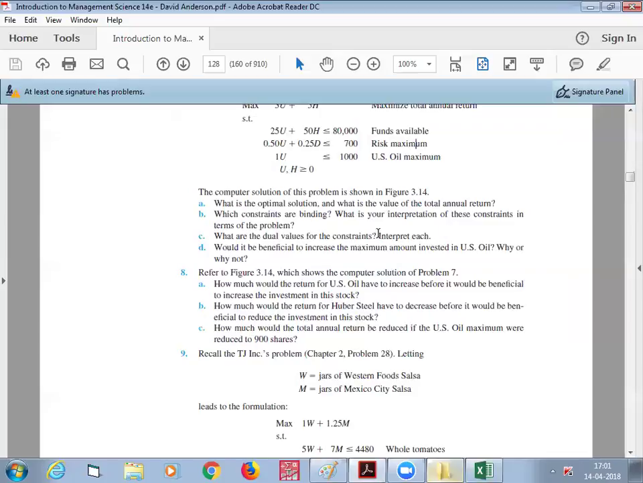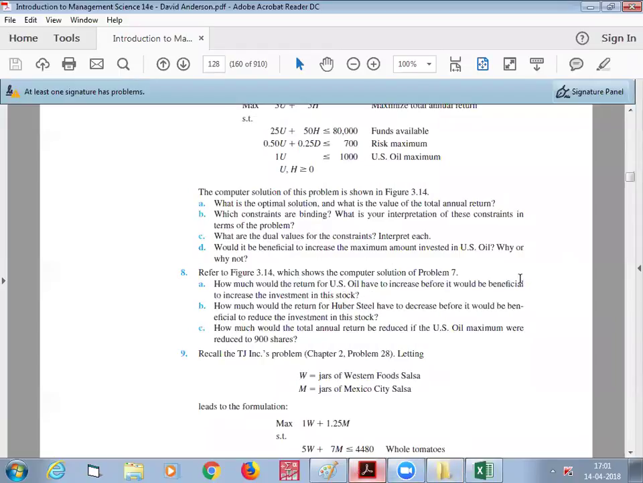What are the dual values? We've already interpreted. Would it be beneficial to increase the maximum amount invested in US oil? The answer is no, because anyway we're not using that much. Right? We've only invested 800 shares, not 1,000. So no, it's not. How much would the return of US oil have to increase before it's beneficial to increase investment in this stock?